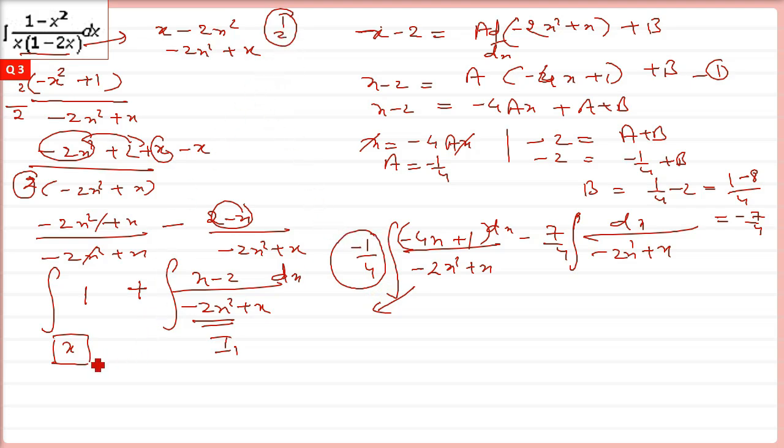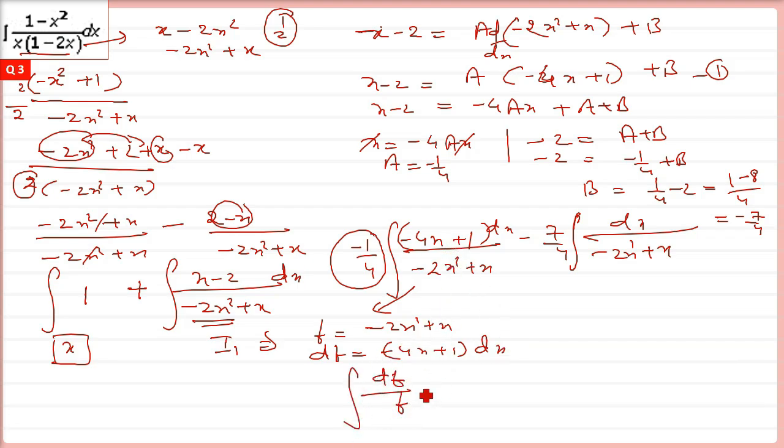Half was already there. Remember, we divided the denominator earlier by 2. So 1 by 2 is already there. Negative 1 by 4 is already there. We'll deal with it later. So we'll take t equals negative 2x square plus x from the denominator. Dt will be equal to negative 4x plus 1 dx. So the numerator will become like this: dt divided by t integration. So this will form what? Log modulus of t plus constant of integration, call it c1. Log t is actually negative 2x square plus x.